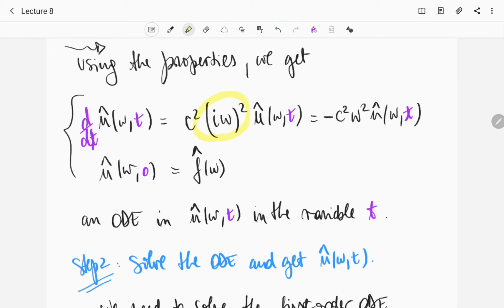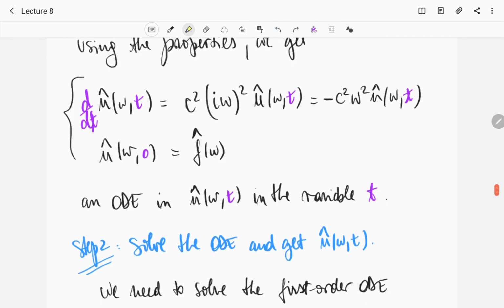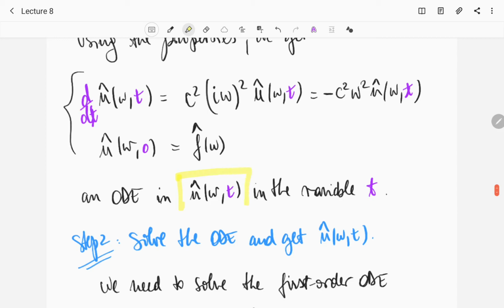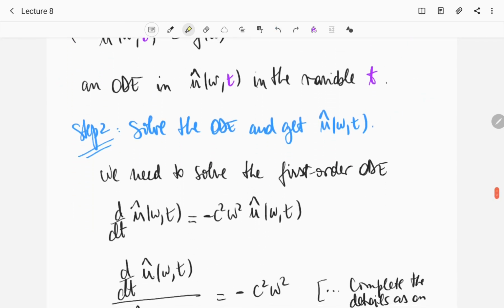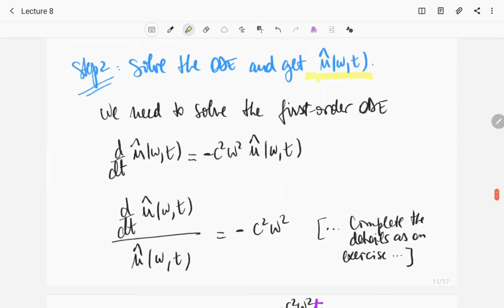And okay, so we solve here. The i square is minus 1, and the omega square is there. And this line is the easiest line. Okay. This is an ODE in terms of this function in the variable t. So step 1 is done. Step 2 is solving this ODE. So we solve the ODE and we get the expression of the Fourier transform of u in omega t.